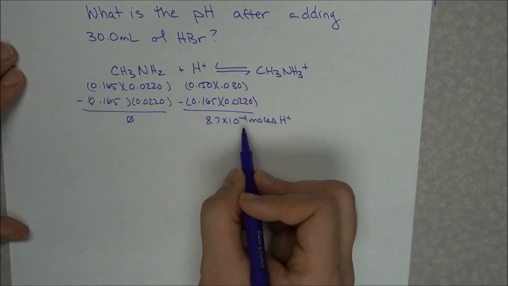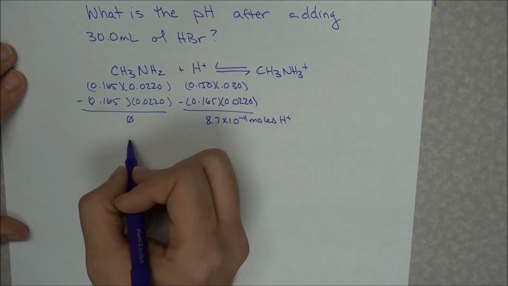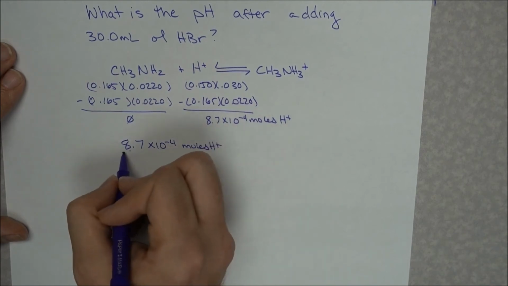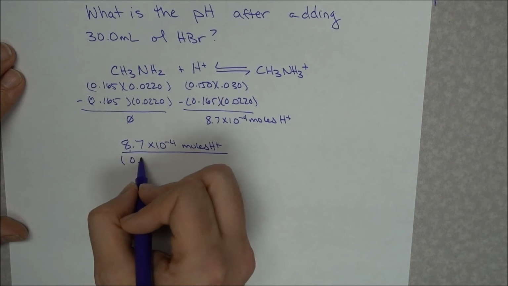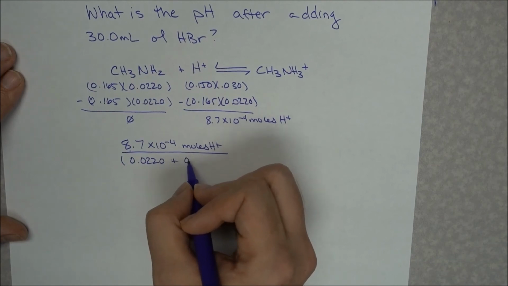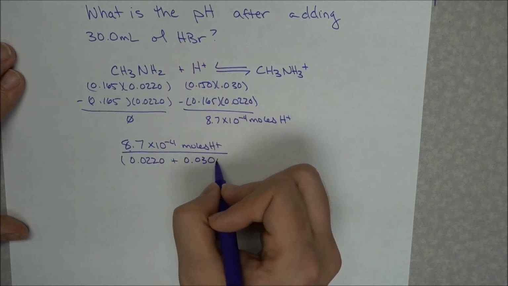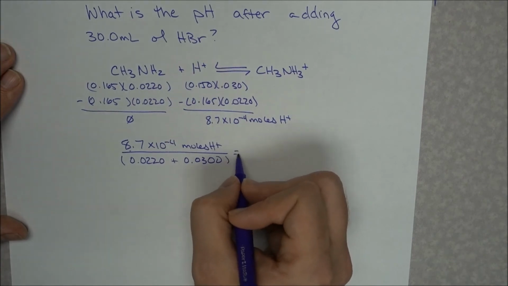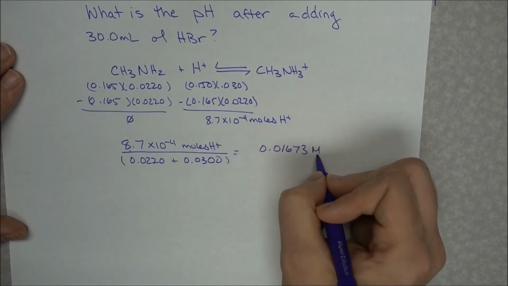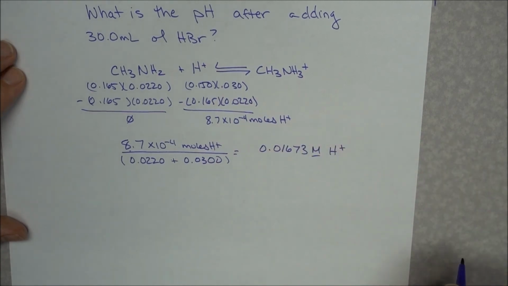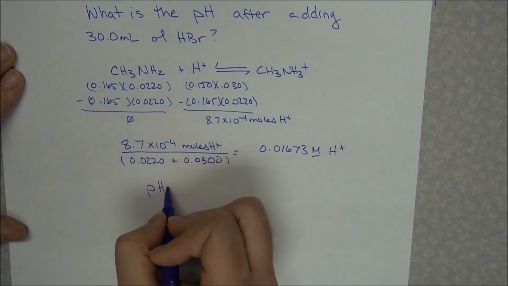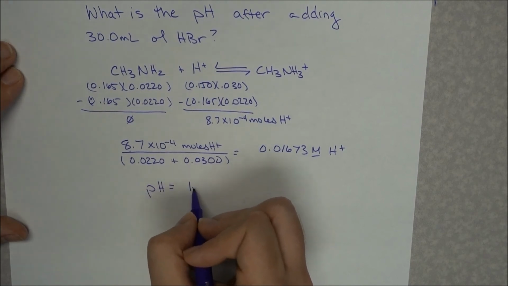And in order for me to get the pH, I need the concentration, not the moles. So I need to know the volume that's here. So 8.7 times 10 to the minus 4 moles over the volume, which was 0.0220 of the base initially, and I added 30 mL of acid, 0.030 liters of the acid, and that gets me to a concentration which comes out to 0.01673 molar, and that's the concentration of my acid. This is excess acid. So what's my pH? It's the negative log of that, and that comes out to 1.78.